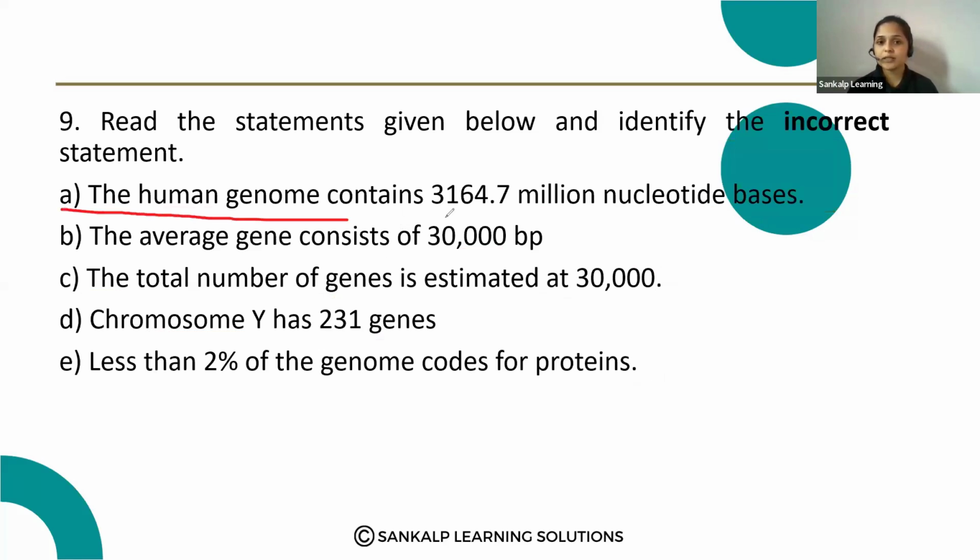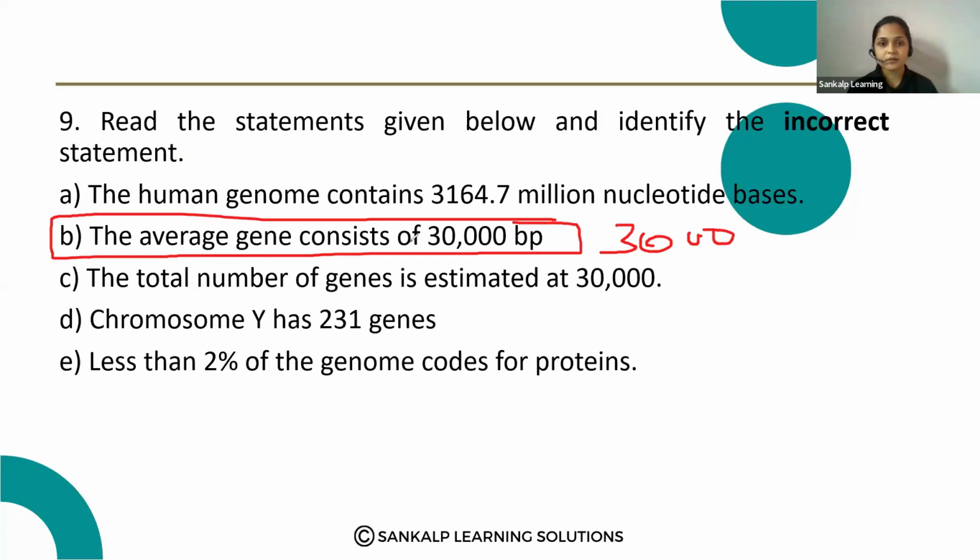The human genome contains 3164.7 million nucleotides. Yes, that is correct. The average gene consists of 30,000 base pairs. So this one is wrong. The average gene consists of only 3000 base pairs. So option B should be corrected like this.